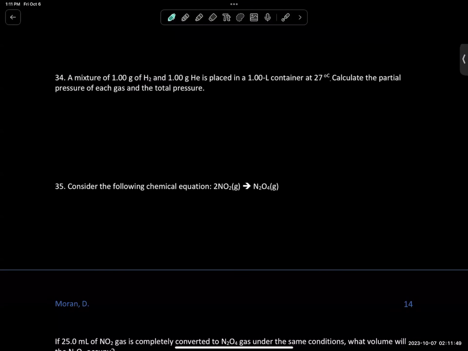A mixture of 1 gram of hydrogen gas and 1 gram of helium is placed in a 1 liter container at 27 degrees Celsius. Calculate the partial pressure of each gas and then calculate the total pressure. I'm going to let y'all work on this for about 2 minutes. Try it. And I'm going to go through a method that I mentioned on Wednesday that could be a shortcut for these types of problems.